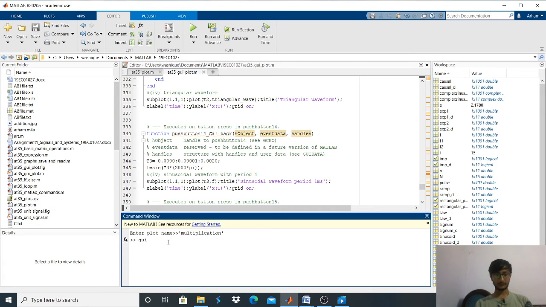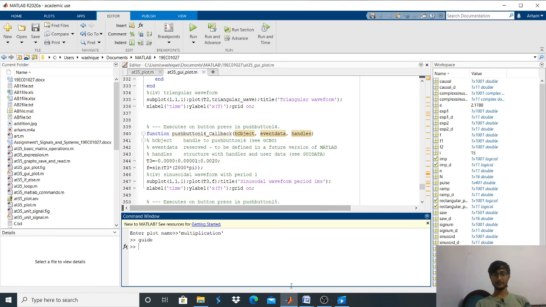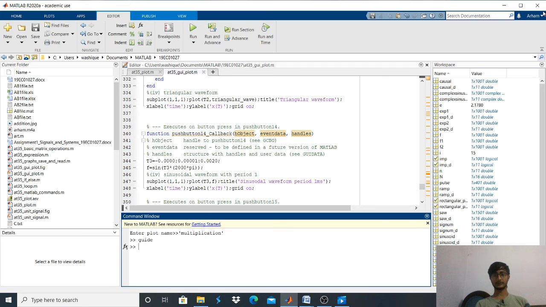First of all, we have to type guide in the command window and run it. We will get a window: open existing GUI or create new GUI. I have created this GUI, so I will open the existing GUI. This is opening, let's wait for a while. So see, I have created this unit step button, rectangular button, signum button, like that we have created a lot, all those which we have seen in the last part.